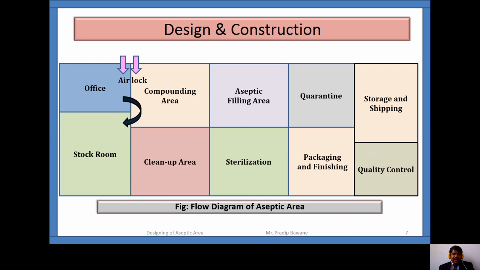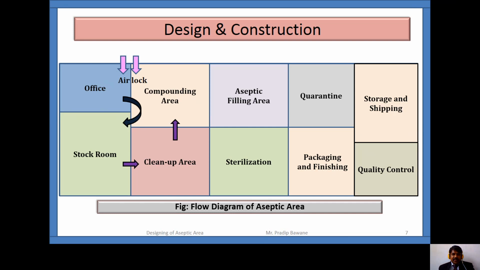If you see the flow of material and personnel, the arrows indicate the flow of material and personnel in the different production areas. So the office personnel first has to enter into the stock room, and then the cleanup room. The cleanup room is equipped with cleaning aids, wherein you have to don the aseptic sterilized clothing which has been kept in the UV cabinet, and then you enter the rest of the areas.